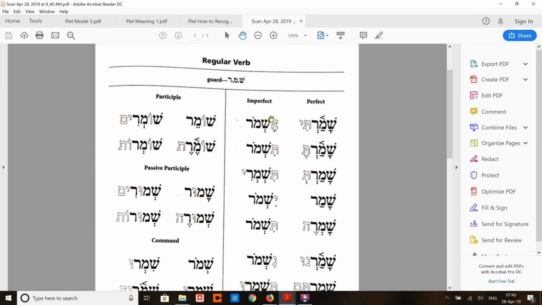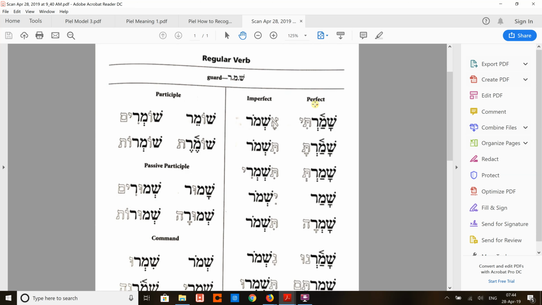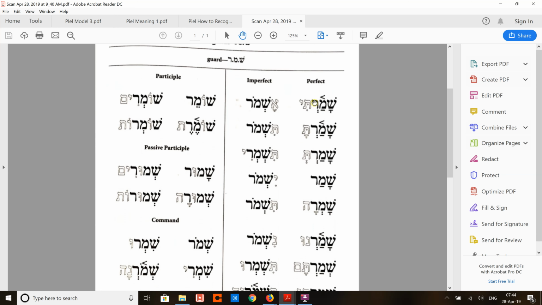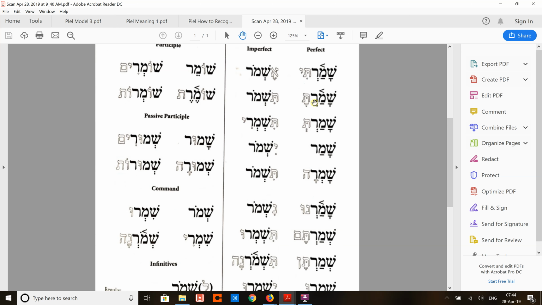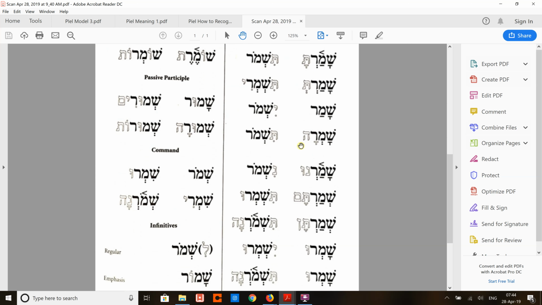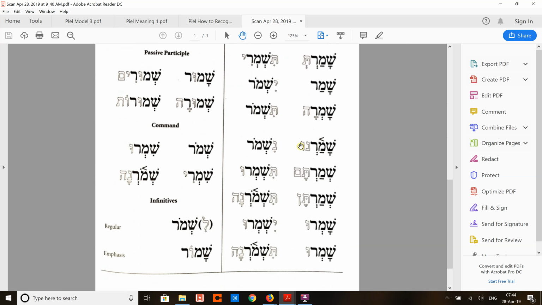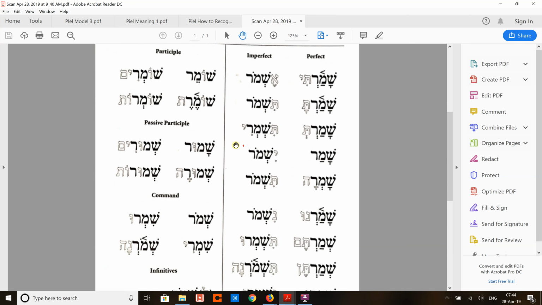This is the pa'al chart using the root letters shamar, one that we've encountered quite a bit. It means to guard. What's nice about using shamar is that it's regular. It doesn't cause any real problems when you put endings on it and whatnot. And so it's good here to look at this chart for a couple reasons. First is just to survey the extent of your learning, right? So let's look at these sections one at a time.